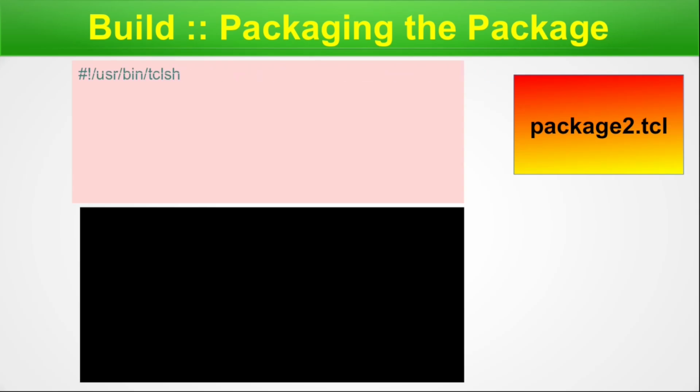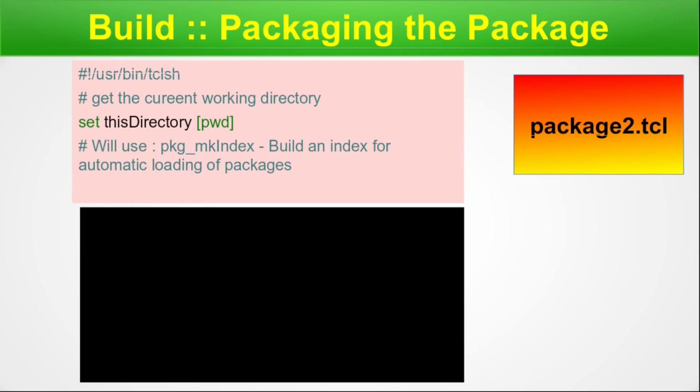So here we have #!/usr/bin/tclsh as the first line. Then we get the current working directory by using this command: set this directory, and then the Tcl command pwd. So we fetch the present working directory inside the variable this directory. Then we will use package mkindex. This is a Tcl command. This will build an index for the automatic loading of the packages.